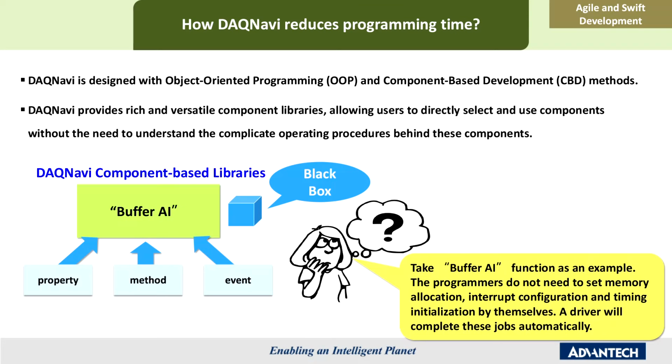For example, when you use the high-speed AI function with object-oriented programming and component-based development, engineers do not need to understand low-level steps, such as memory allocation, interrupt configuration, timing initialization, and so on. All this low-level process will be automatically handled by the driver. Engineers just set the necessary parameters and objects by referring to the user manual. The component will handle the data acquisition from the hardware, then put it into the PC system to do further processing.